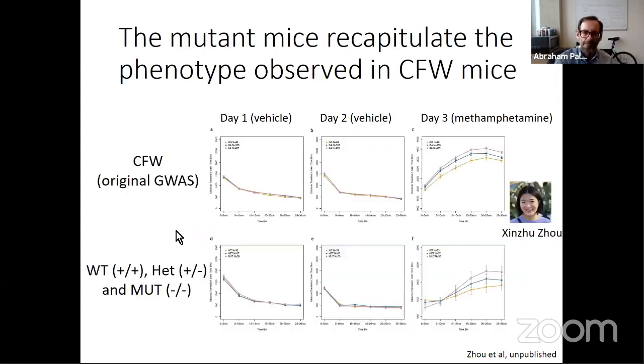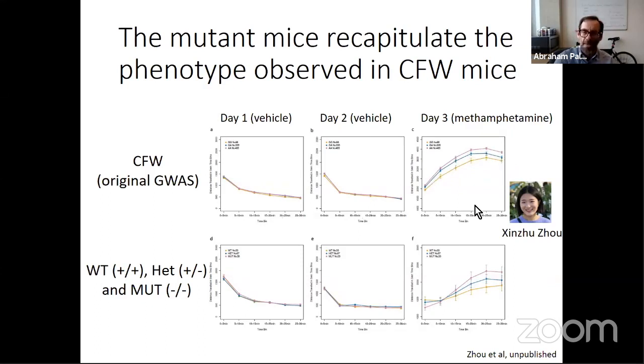Here I'll have to tell you a bit more about the phenotype. What we do with these animals is on day 1 and 2, we administer the vehicle, so just a saline solution, and we look for 30 minutes at how much they run around. They run around a little more earlier in the session, and then they calm down. On the 3rd day, we administer methamphetamine, and as expected, that increases locomotor activity. You see across that 30-minute session, locomotor activity is increasing.